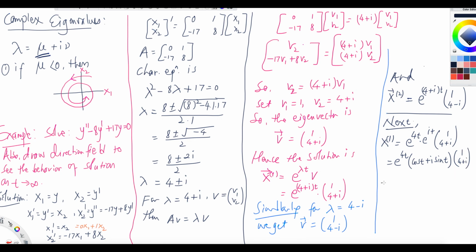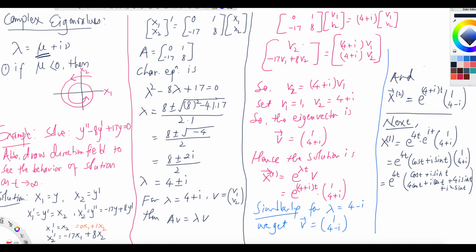Okay, now if you simplify this, what do you get? You get e to the 4t outside, right? You just distribute these two inside. For 1, that will give you cosine t plus i sine t. Now if you multiply with 4 plus i, you will have to FOIL, right? How do I FOIL? Cosine t times 4 is 4 cosine t, right? And then cosine t times i is plus i cosine t, right? And then i sine t times 4 will be plus 4i sine t, and then i times i sine t will be plus i squared sine t.